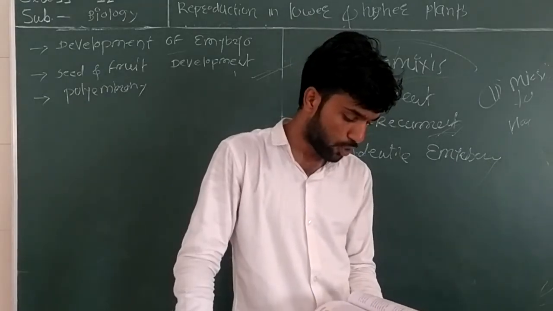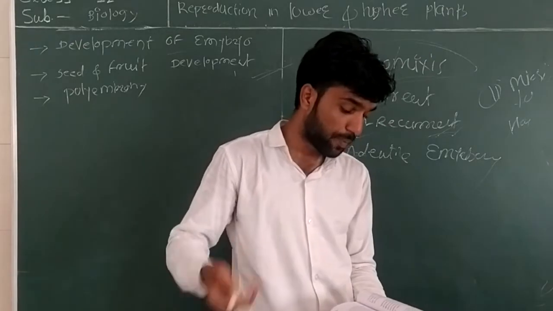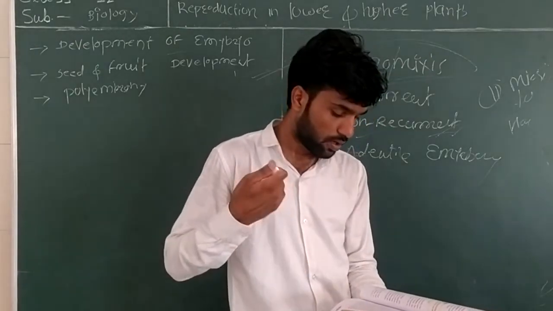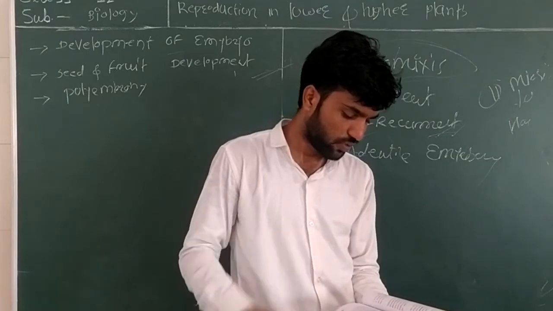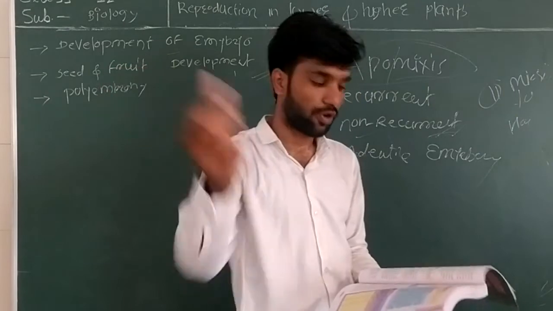Third is adventive embryony. What happens in that? In this type, the embryo may develop from a somatic nucleus along with the zygotic embryo. It is a very common technique. Mango, orange and lemon are examples of it.